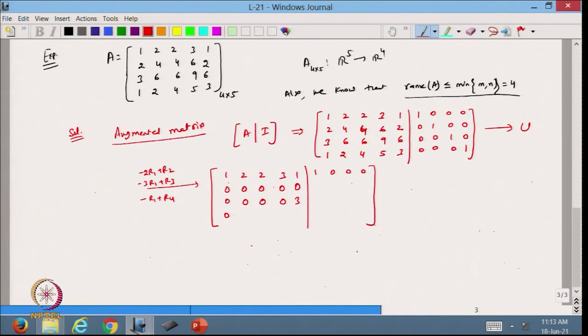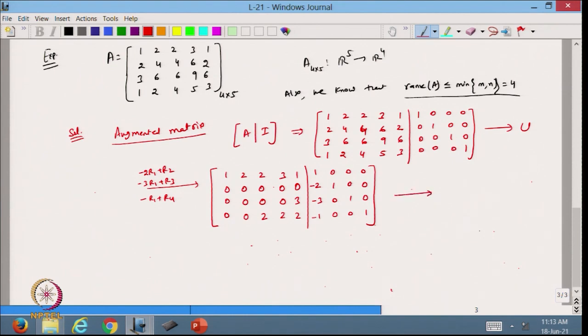So, I am writing here -1 + 0 - 2, this is also 0, minus 2. So, it will be 2 and 2, 2. And from here this is my 1 0 0. So, I am just multiplying here with minus 2 and adding here. So, it will be minus 2 1 0 0, minus 3. So, it will be minus 3 0 1 0, and this is minus 1 and adding into R4. So, it is minus 1 0 0 1.